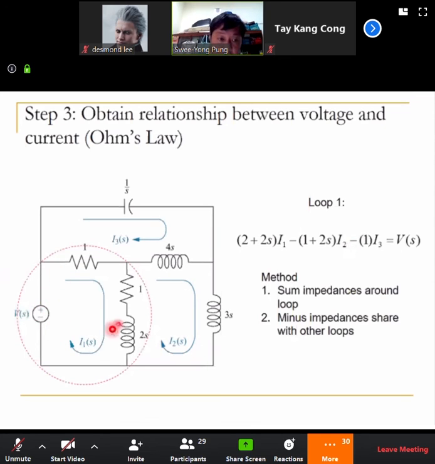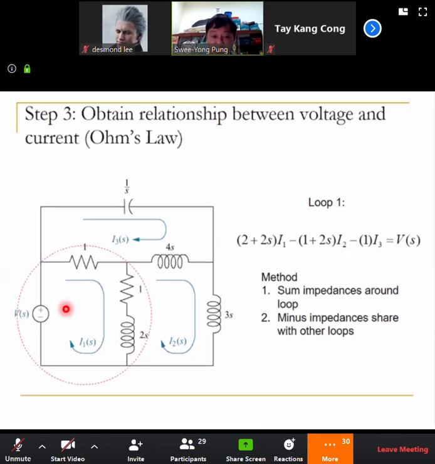So just to repeat, loop 1, the impedance generated by I1 is this one plus this one plus this one, so we have 1 plus 1 is 2, plus 2s, bracket I1. Then the shared components with loop 2 give 1 plus 2s, bracket multiply I2. And the shared component with loop 3 gives negative 1 multiply I3, and it's equal to the input.